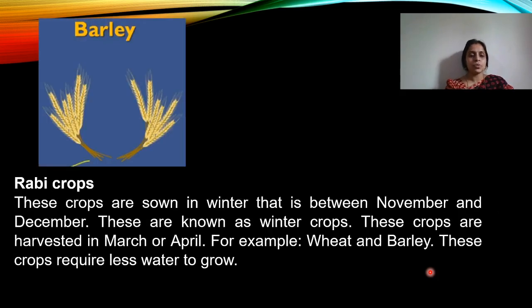Coming to Rabi crops, these crops are sown in winter, that is between November and December. These are known as winter crops. These crops are harvested in the month of March or April. For example, wheat, barley. These crops require less water to grow.